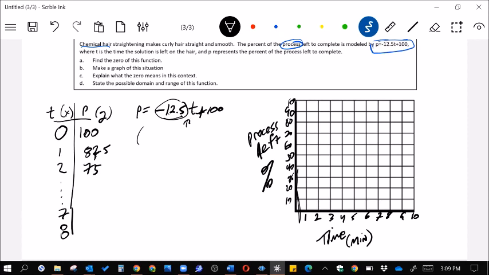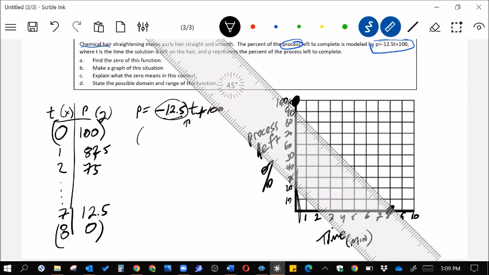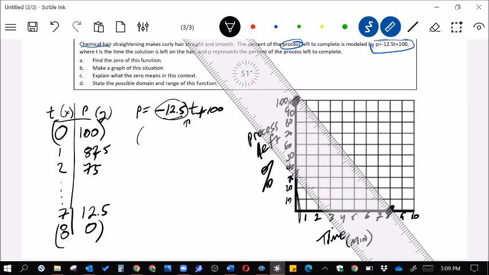Let's come down to the 7. This would have 12.5 left to go, and with 8 minutes, there would be 0 left to go. So I can graph here for 100, I'll put the 100 back over here. So that's 0 and 100, and this is 8 and 0. And I can put some of the other numbers, but instead, with those two being intercepts, I can now put a graph for that line.